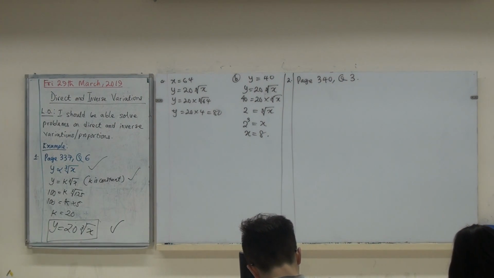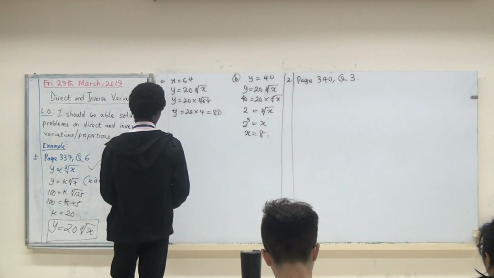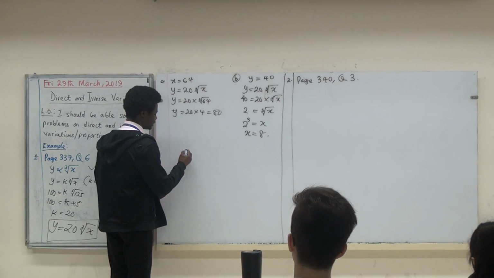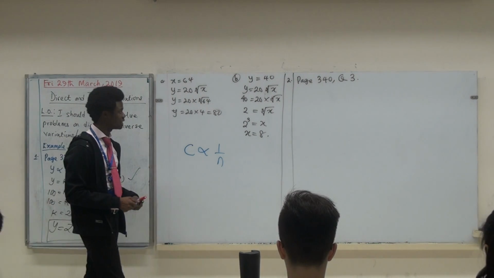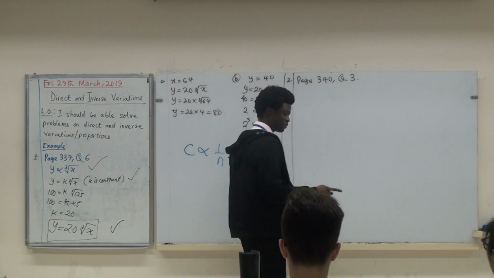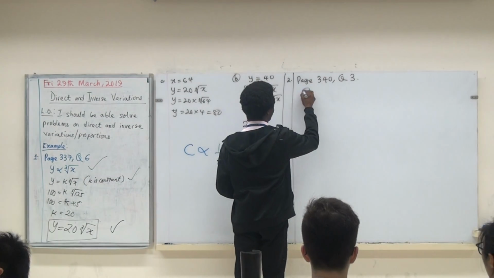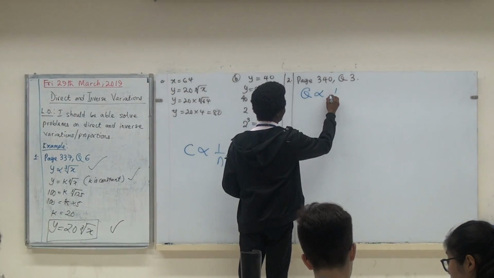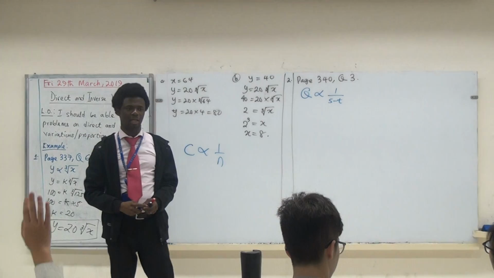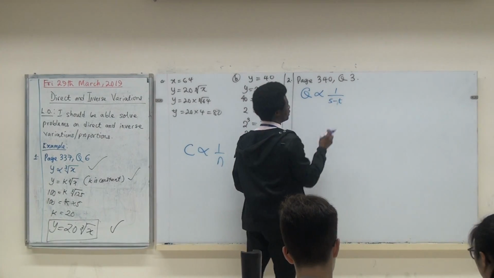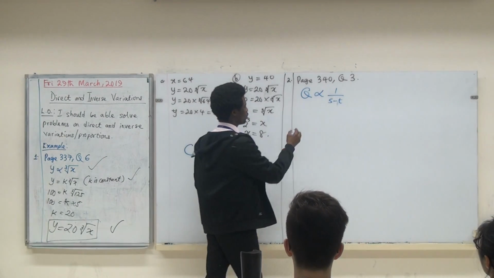So please listen now. I mentioned inverse before. If C is inversely proportional to N, it will be like this, for inverse variation. Can you read that first statement for me, please? Q varies inversely with 5 minus t. Did you get that? Who wrote that? Yeah, that's the first thing to do. Then the next thing is to introduce k and change that to an equality sign. So what do we have?